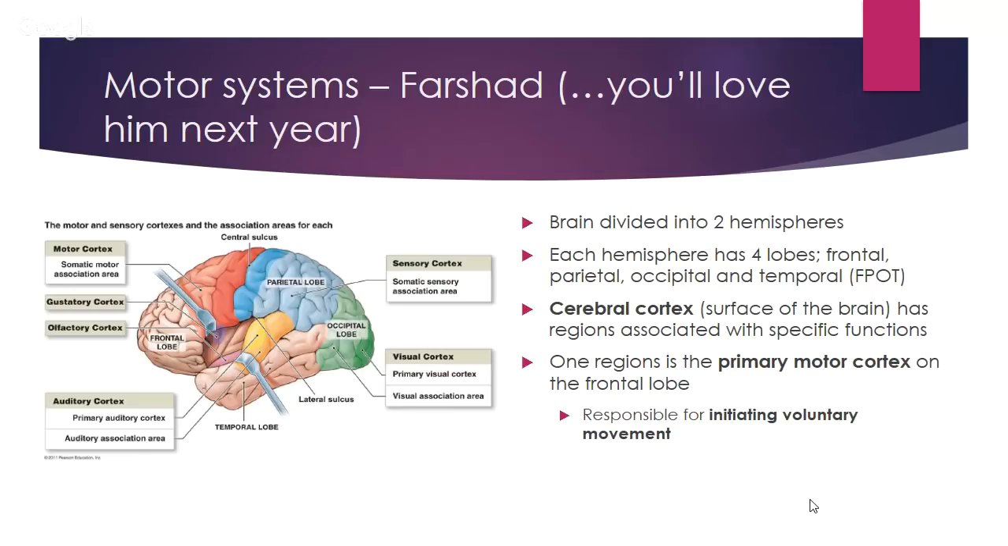It's probably good to have a general understanding of the brain. It's divided into two hemispheres. It has four lobes in each hemisphere: the frontal, parietal, occipital, temporal. FPOT is an acronym that helps me remember that. You don't need to know this, it just helps. The surface of the brain is what we call the cerebral cortex, and that's where all the cell bodies for your neurons are. One of the regions in this cerebral cortex is the little bit up there in red called your primary motor cortex, and this is responsible for initiating all the motor signals that initiate voluntary movement.